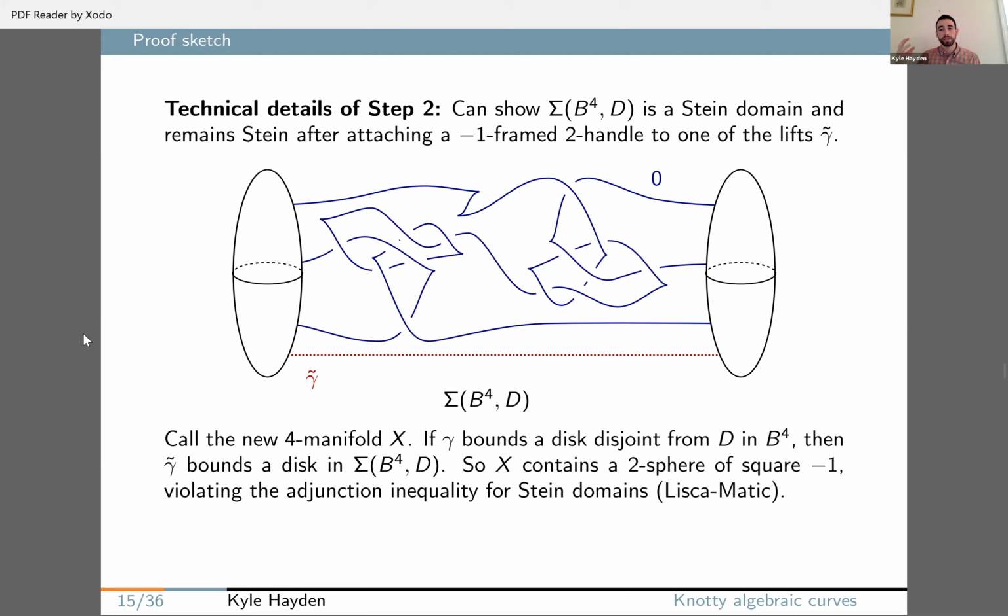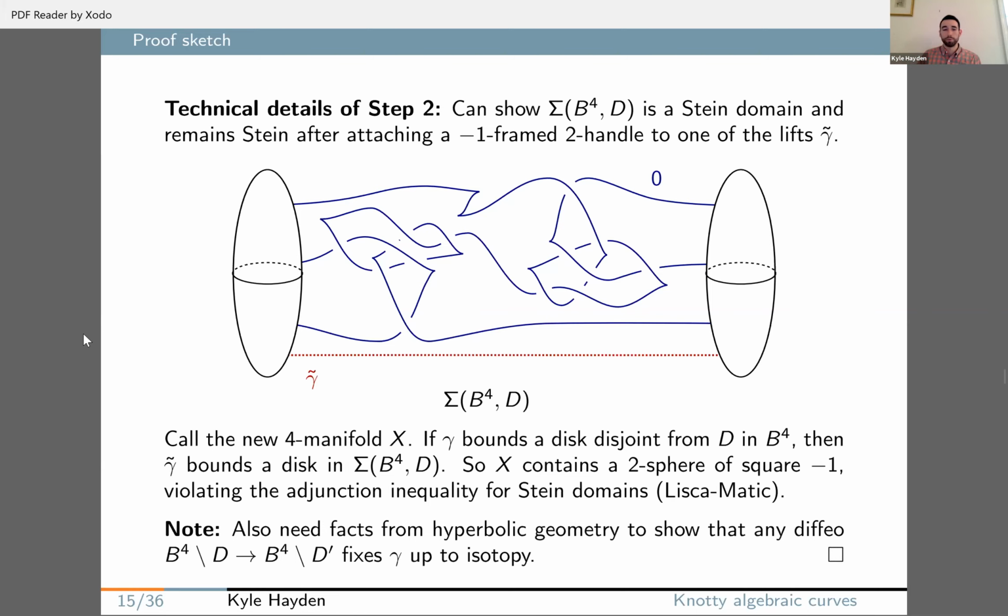So the final thing you have to show is that if there was some diffeomorphism of the 4-ball carrying D prime onto D, you use a little bit of hyperbolic geometry to study what can happen at the boundary, and you prove that any diffeomorphism of the complements is going to fix that knot gamma up to isotopy. So you actually just need to study that one curve and not its translates under all possible unimaginable diffeomorphisms of the boundary. Okay, so that concludes the proof that these are smoothly exotic.